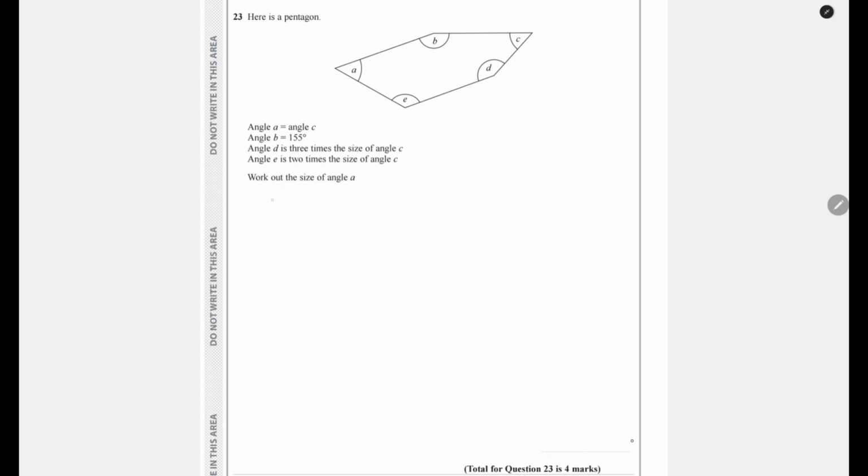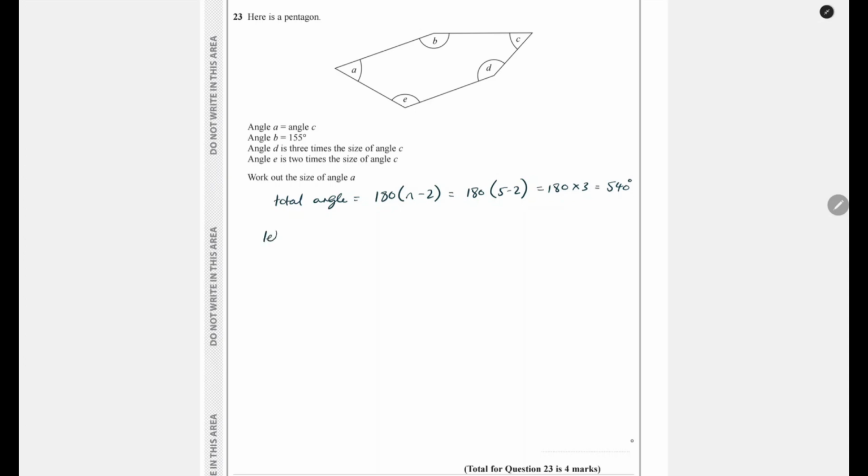So we know that the general formula to work out the total angles in a polygon is just 180 multiplied by n, which is the number of sides, minus 2. So in our case, we have a pentagon, which is 5 sides. So it's 180 multiplied by 5 minus 2, which is 180 times 3, which is 540. So we know that all angles A, B, C, D, and E added together gives us 540 degrees.